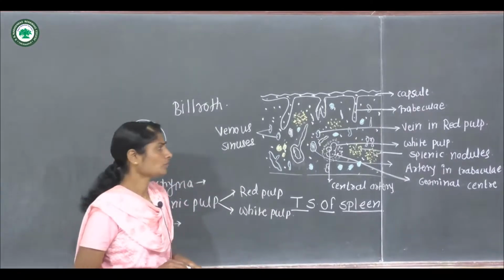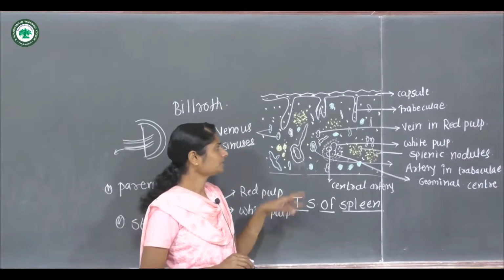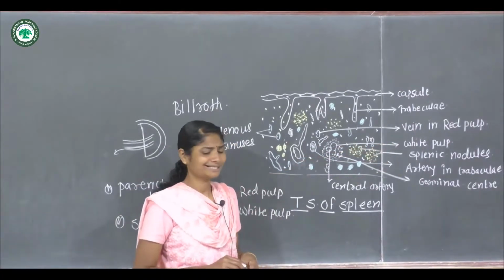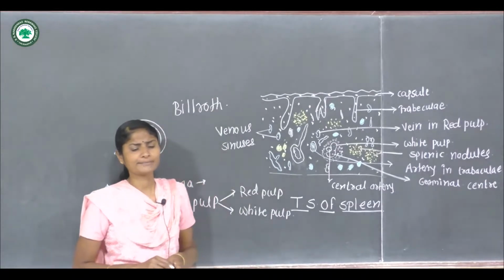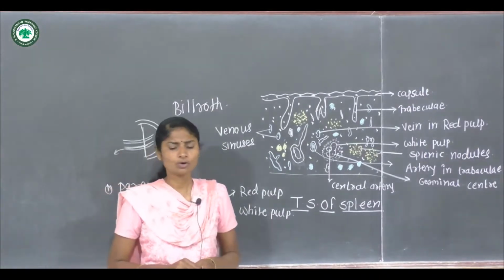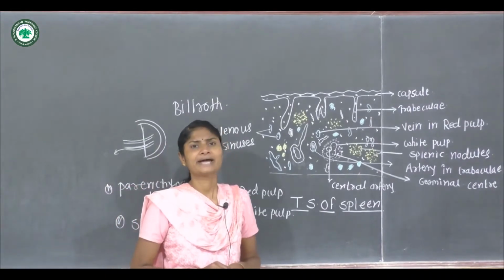White pulp forms the antibodies. In the spleen, the formation of antibodies takes place in the white pulp. In some mammals, the spleen serves as a reservoir of erythrocytes and blood.